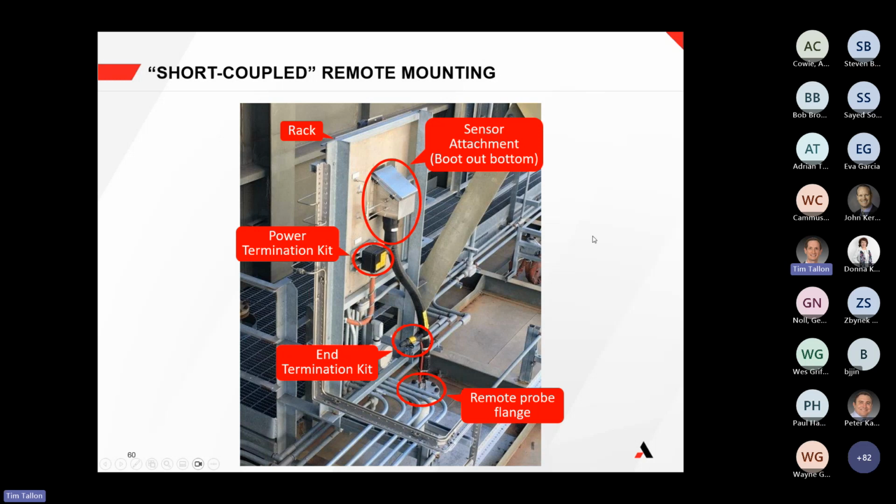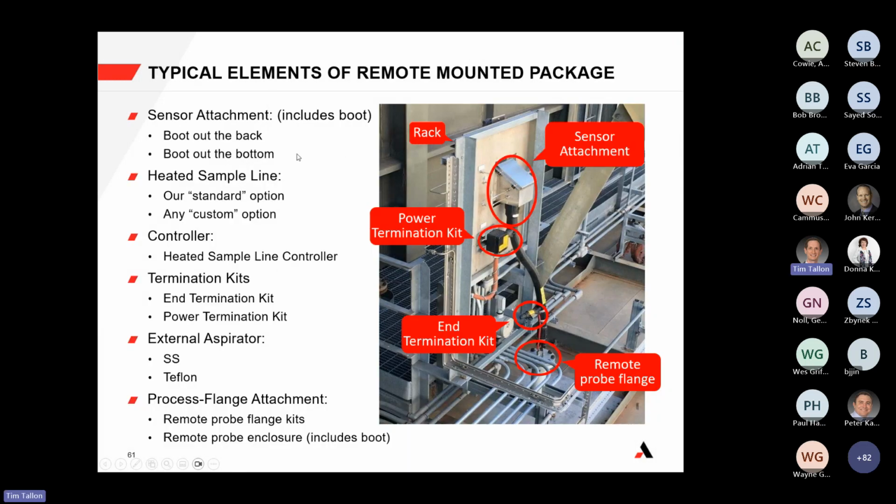So just going back to these elements. We're going to talk about these individually, but you'll see that there's a sensor attachment, there's the heated sample line, there's what we consider our standard versus a custom option. There's a controller that you can't really see here for the heated sample line, but that's important. There's the power termination kit, the end termination kit. There's an aspirator in here that we'll talk about. And then there's also different mounting attachments. So we're going to go into each of these, but just as a quick highlight, these are some of the typical elements in a remote mounted package.